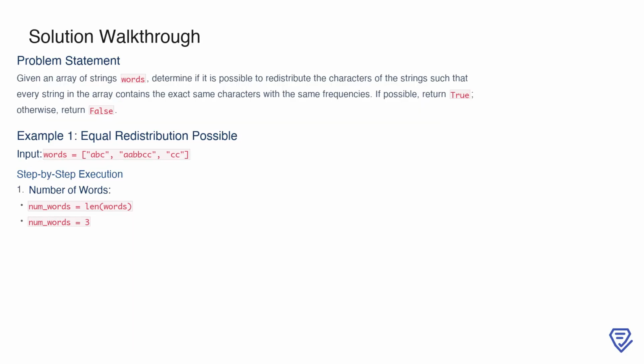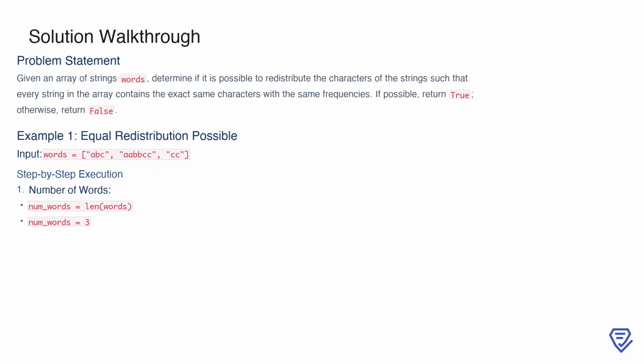The problem asks us to determine whether we can redistribute the characters from an array of strings in such a way that every string in the array ends up containing the exact same characters with identical frequencies. If this is possible, we return true, otherwise, we return false. For example, consider the input words equals "ABC", "ABC", "CC". Here, we first calculate the number of words, which is 3. This will help us determine the feasibility of redistributing the characters.